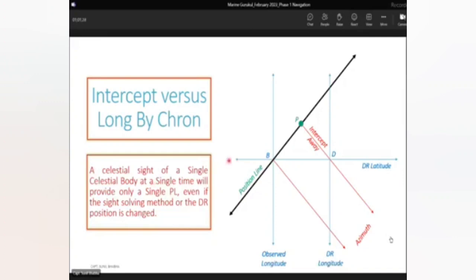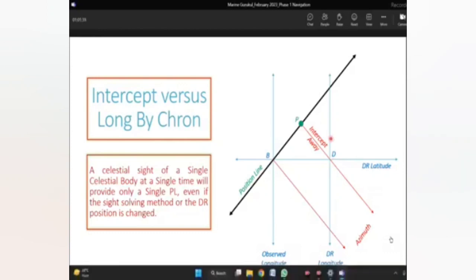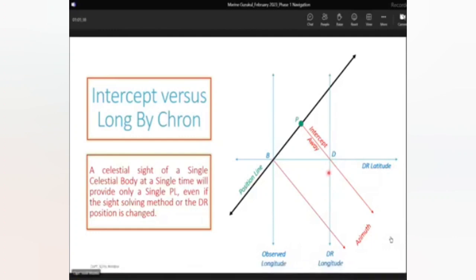Now, this horizontal line which you see is the DR latitude, labeled here as DR lat. This vertical line, which I am highlighting right now with the laser pointer, is the DR longitude, and the delta position which you see here is the DR position. Now there is one more longitude which is given here, highlighted by the laser pointer now. This is the observed longitude.